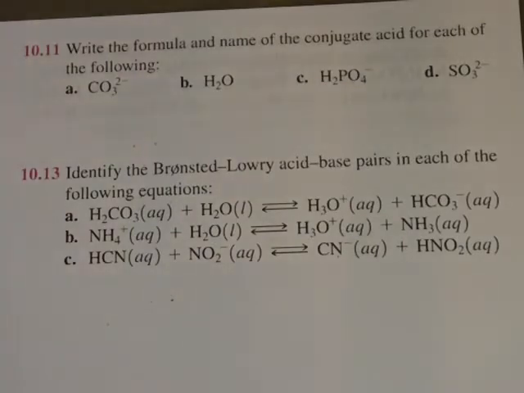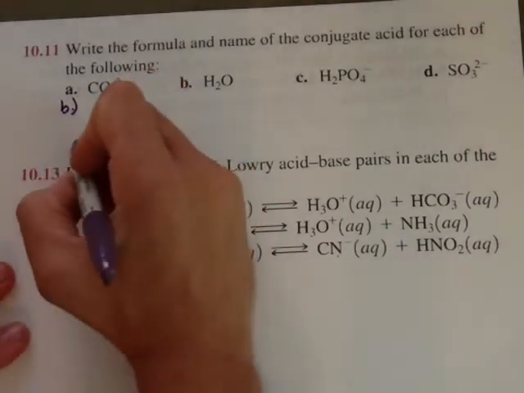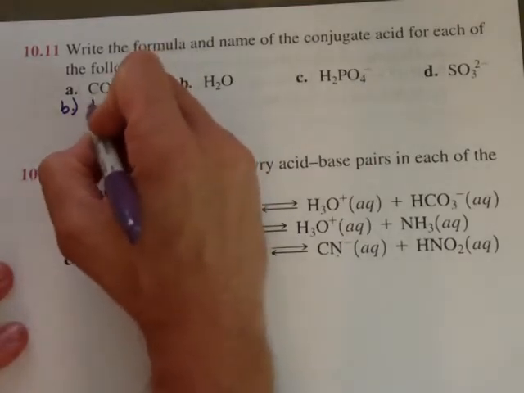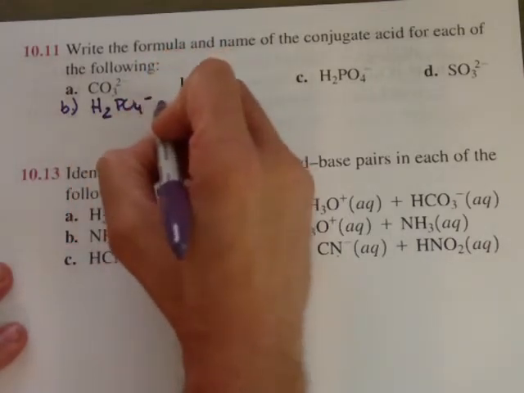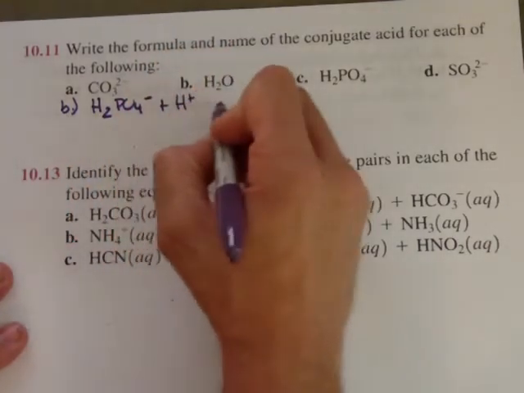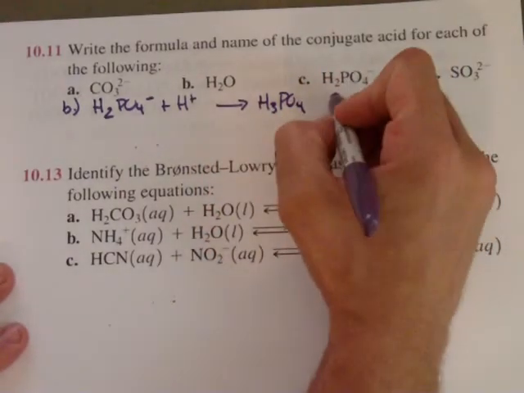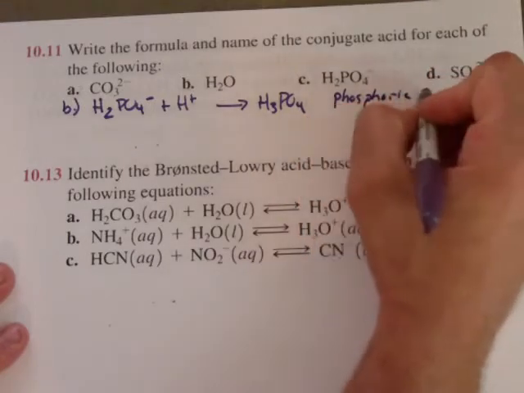In 10.11, it's asking us to do something very similar, and we'll just do a couple of these. We'll just do B and C. And so B, if we want the conjugate acid, that means we're going to have to gain an H plus. So H2PO4 minus will gain an acidic proton to become H3PO4, and that is phosphoric acid.